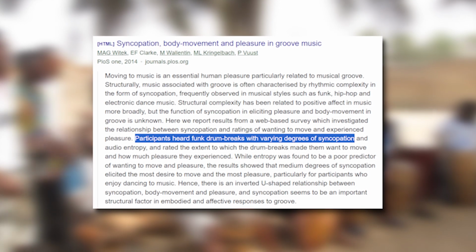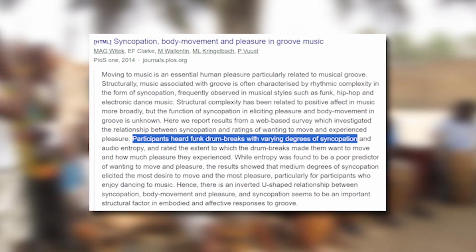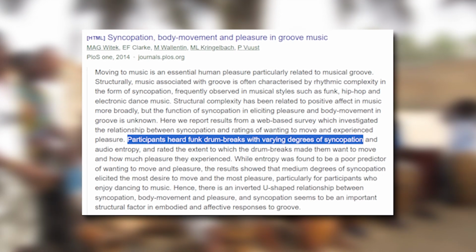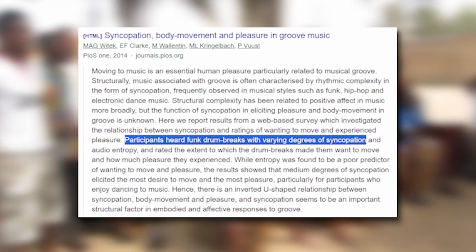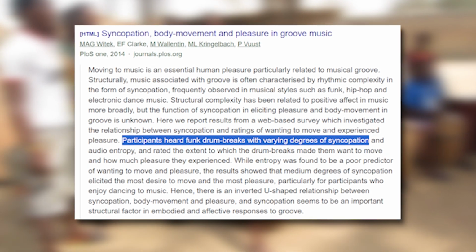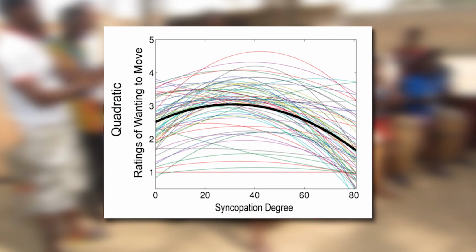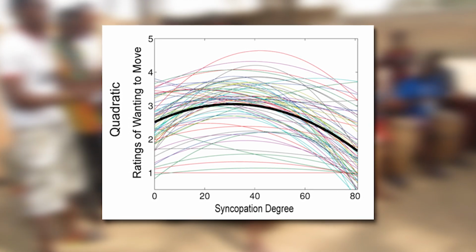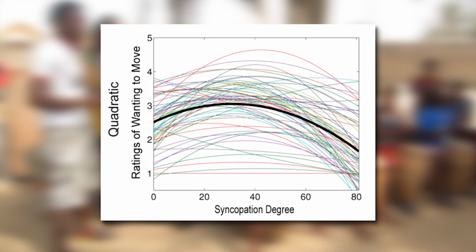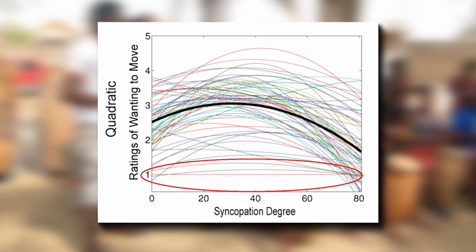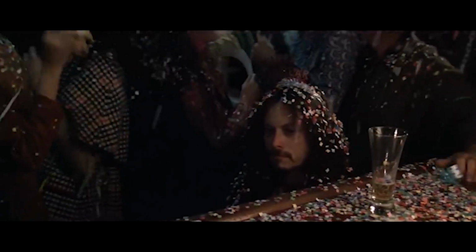This finding has also been confirmed in other studies with different methods, like this one, that found similar results by playing funk drum breaks to the participants with varying degrees of syncopation. This graph shows how more syncopation resulted in a higher groove rating until a certain point, where the groove rating went down from too much syncopation. I'm a little worried about this participant though. Someone should check in on them.